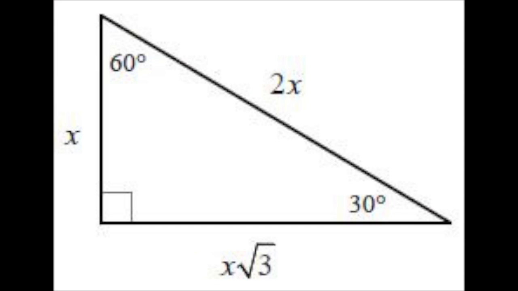Theorem 7.9, or the 30-60-90 triangle theorem, states that in a 30-60-90 triangle, the hypotenuse is twice as long as the shorter leg, and the longer leg is the square root of 3 times as long as the shorter leg. This means that the hypotenuse equals 2 times the shorter leg, and the longer leg equals the shorter leg times the square root of 3.